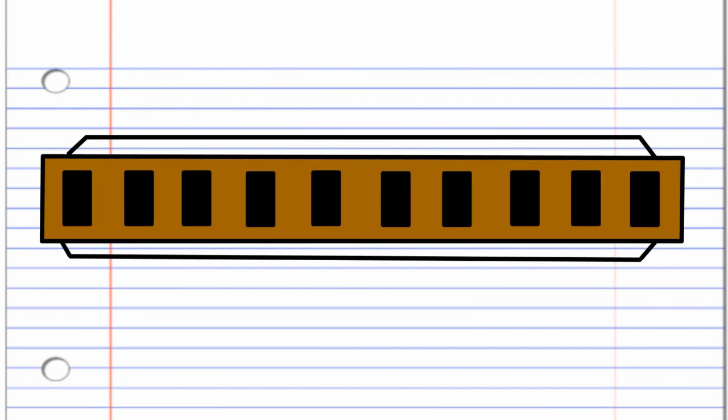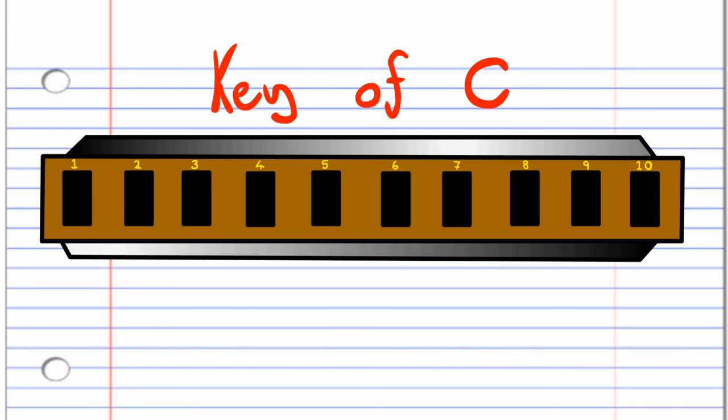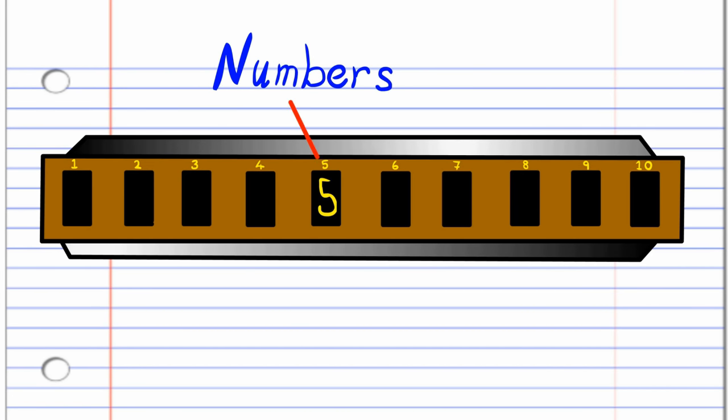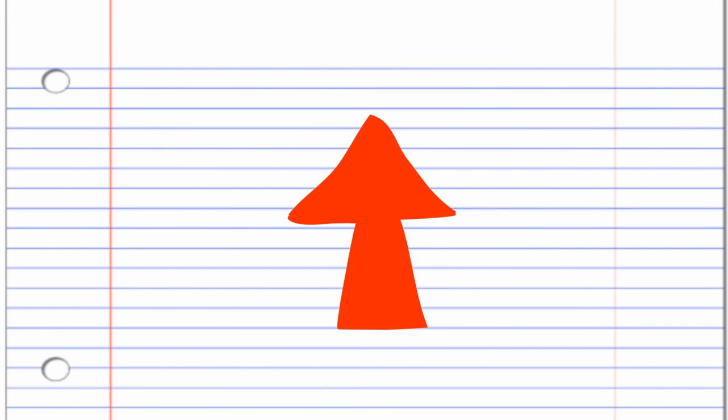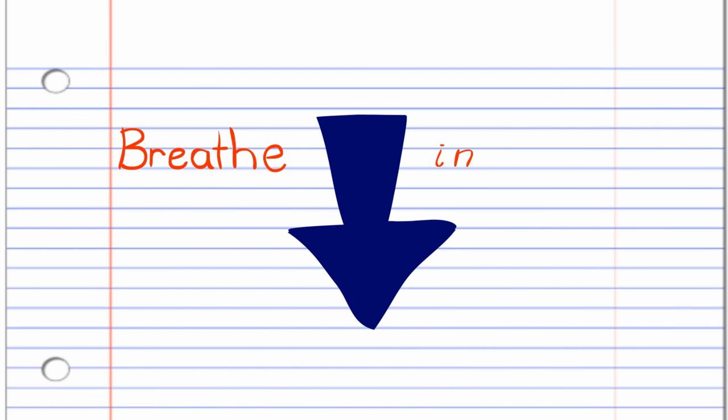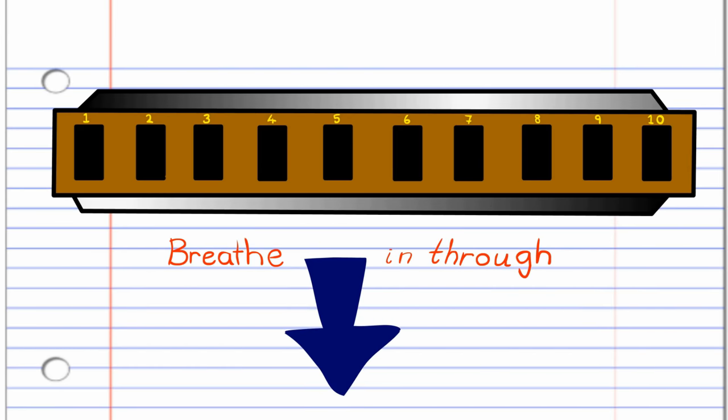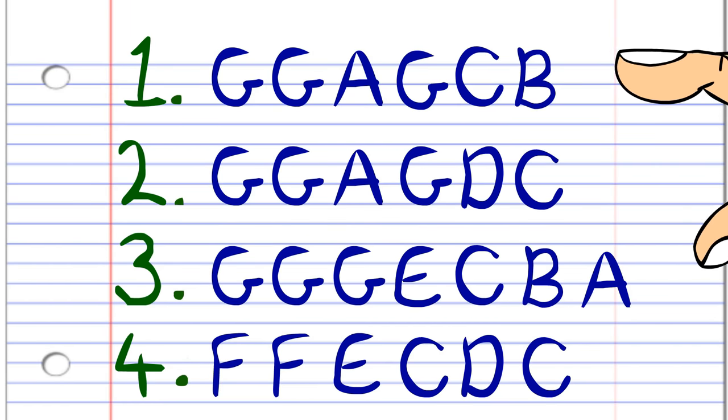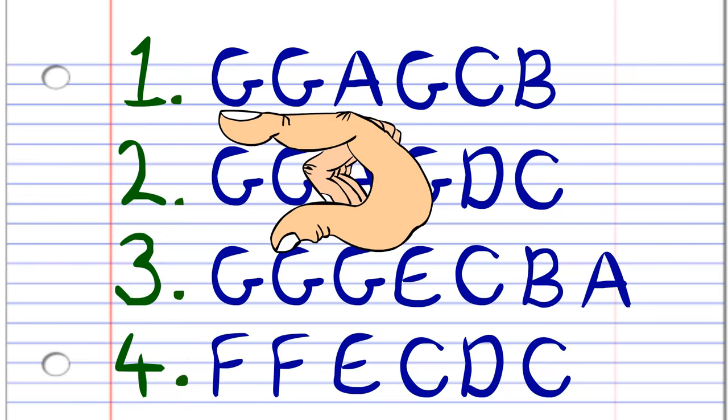This harmonica is in the key of C. But don't worry if yours is not in the key of C, because the numbers are the important part. In this lesson, if you see this red arrow pointing this way, it means blow into the harmonica. But if you see this blue arrow, it means breathe in through the harmonica. Got it? Good. Here is what Happy Birthday looks like when written down in the key of C.